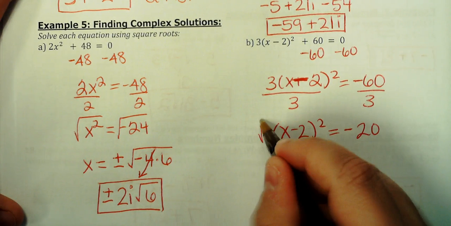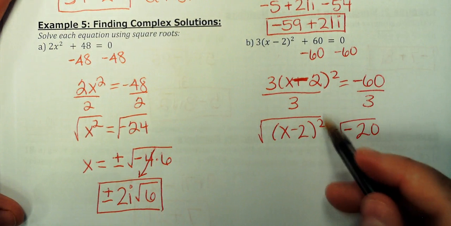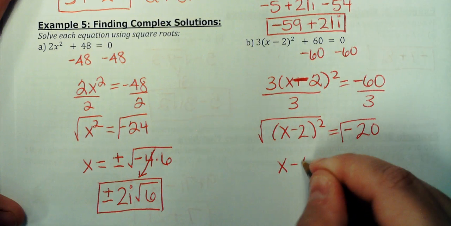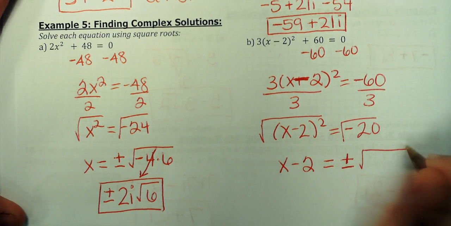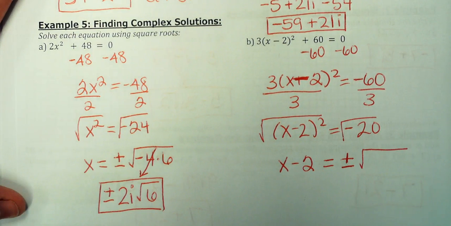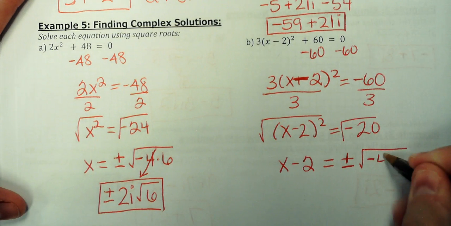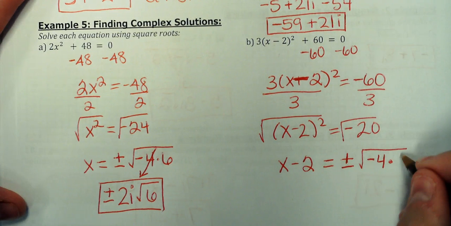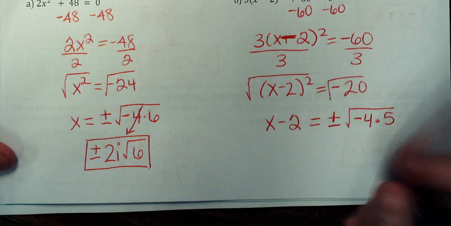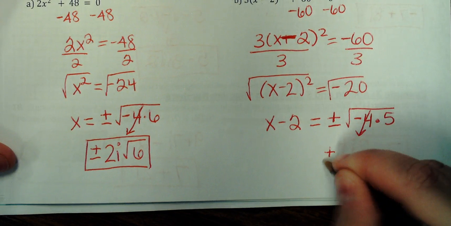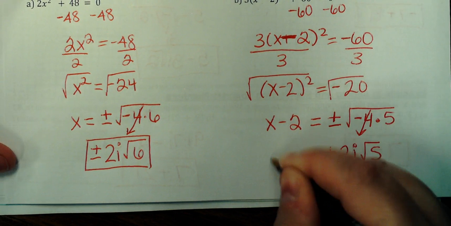And then, this is why we don't want to FOIL, because I can just take the square root there. The square root and that squared cancel each other out, so you can just drop the parentheses. Now, don't forget your plus and minus. And I'm just going to break this radical down as I go real quick. Factor tree if you want. The biggest perfect square that divides into 20 is actually 4. So I'm going to rewrite that real quick as negative 4 times 5. Now when I simplify this, keep that plus and minus out in front of that, this is 2i radical 5.